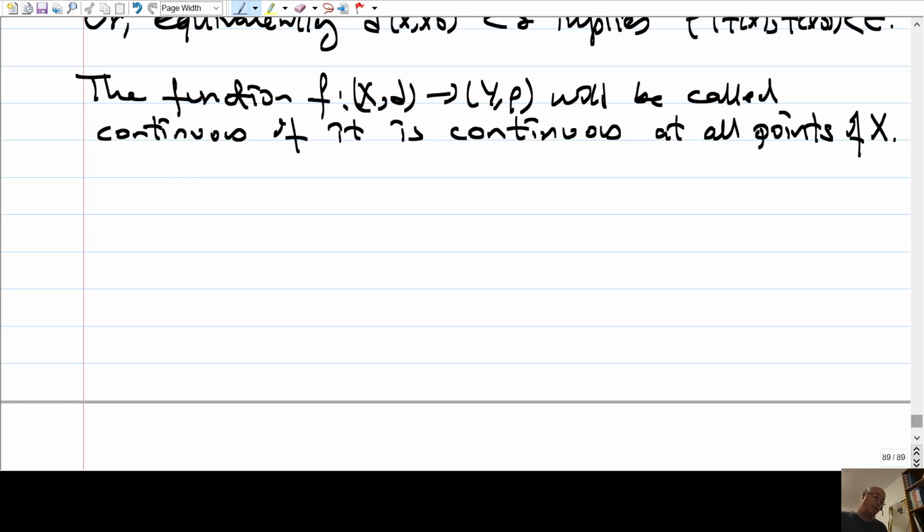We have a slightly stronger definition of continuity, so-called uniform continuity. Let me also talk about this, or maybe I can talk about it later. Let me first give you a definition of continuity in terms of sequences. Proposition.